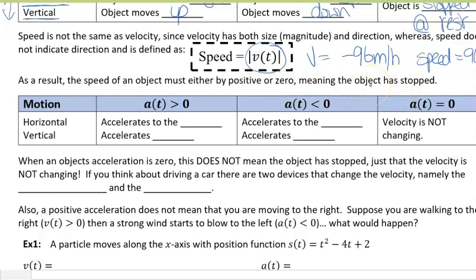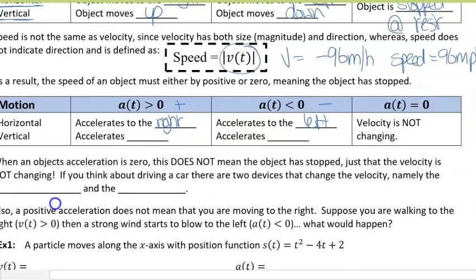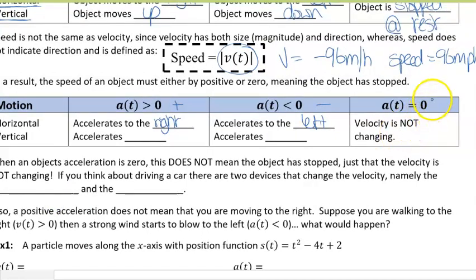So as a result, the speed of an object must either be positive or zero, meaning the object is stopped. So when we talk about acceleration now, a horizontal acceleration, if it's positive, it accelerates to the right. Now notice this is not saying it's moving to the right, it's saying it accelerates to the right. We'll talk more about that when we distinguish how acceleration and velocity affect the speed of a particle, for example. If it's negative, then it accelerates to the left. If the velocity is not changing, that's because the acceleration is zero.